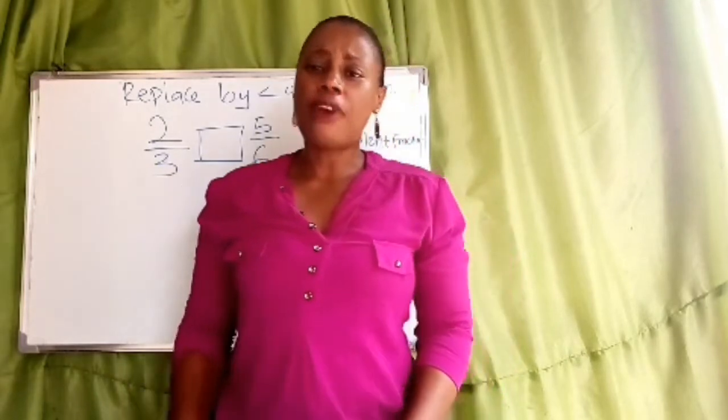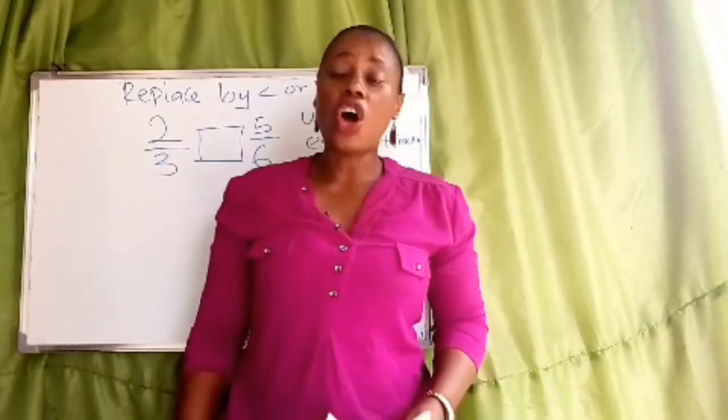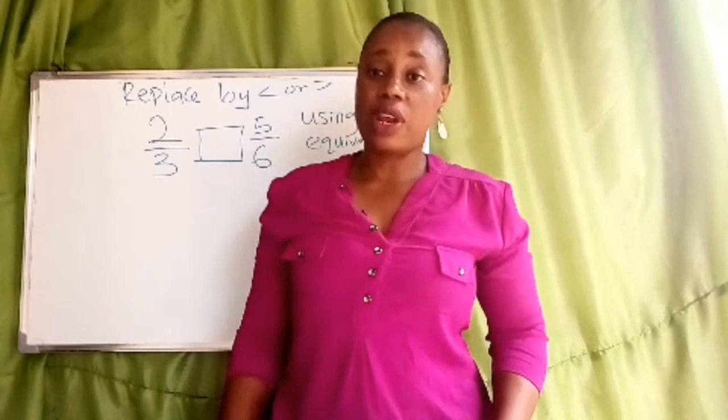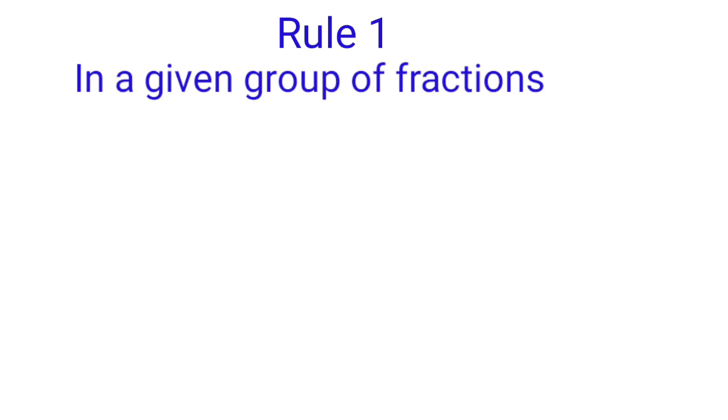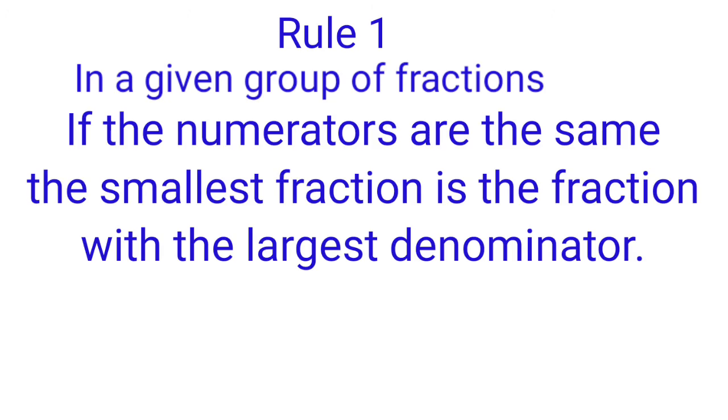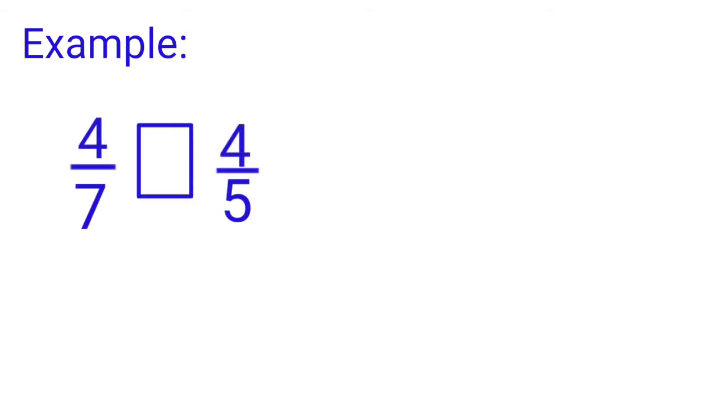Now, in ordering fractions, there are rules to follow in order to know which fraction is greater or less than. Rule 1. In a given group of fractions, if the numerators are the same, the smallest fraction is the one with the largest denominator. Example, we have 4/7 and 4/5. We have to tell which of the fractions is less than or greater than the other.